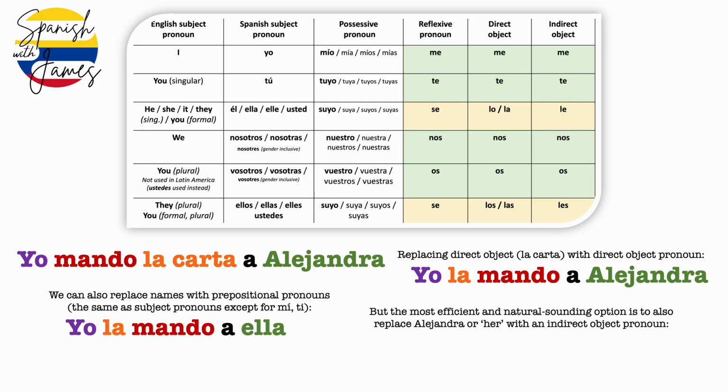I can also use something called a prepositional pronoun, a pronoun that goes after a preposition like to or with or for. These are the same as the subject pronouns except for mí and ti instead of yo and tú. So if I said para mí, for me, para ti, for you. The exception here is if I use the preposition con, then we have conmigo and contigo. Just single words. It's a bit of an exception in Spanish. And then it's normal con él, con ella, con nosotros, con vosotros, con ustedes, con ellos. It's only conmigo, contigo, which you need to know. But here what I'm going to do is just replace Alejandra with ella. Yo la mando a ella. I send it to her instead of I send it to Alejandra.